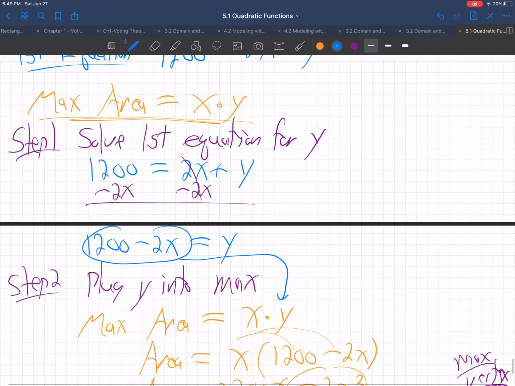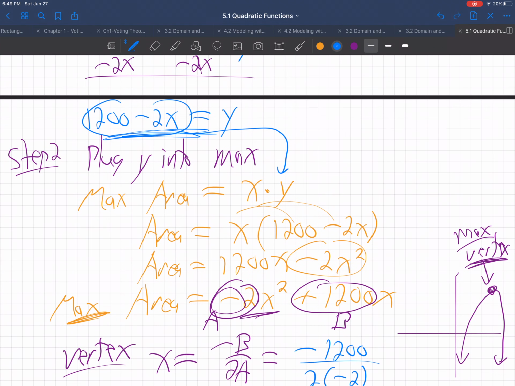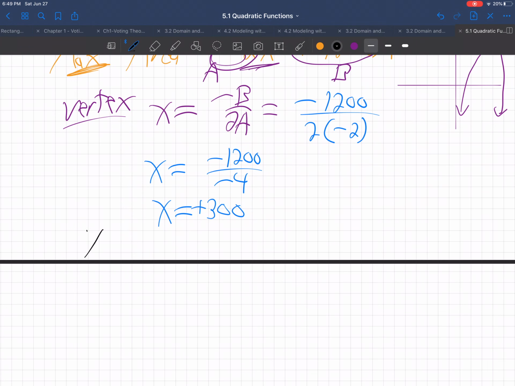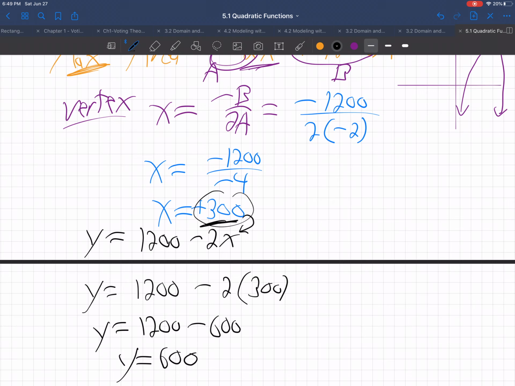So that's x. What do they want from me here? And they want y as well. So grab the y formula here. Y is 1,200 minus 2x. So let's do that. Plug in x, 300. And so y will be 1,200 minus 600. So y is 600. So we have x, we have y. Let's go. So x is 300, y is 600.